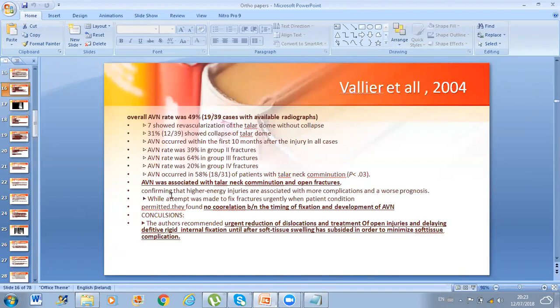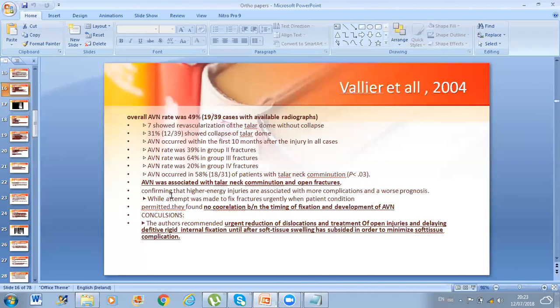So AVN was associated with talar neck comminution and open fracture. Okay, he said that urgent reduction of dislocation is important, and treatment of open injuries, but delaying definite rigid fixation until soft tissue swelling has subsided in order to minimize soft tissue complications. This is different. Before 2000, they were fixing everything. Talus comes, it's an emergency, just fix it. He said no, reduce the dislocation and wait till the swelling in the subcutaneous tissue and the skin compromise is resolved, and then fix it.